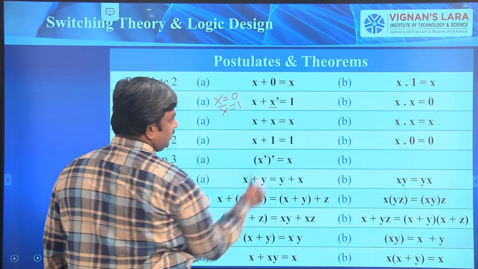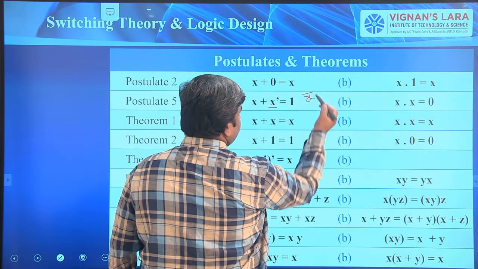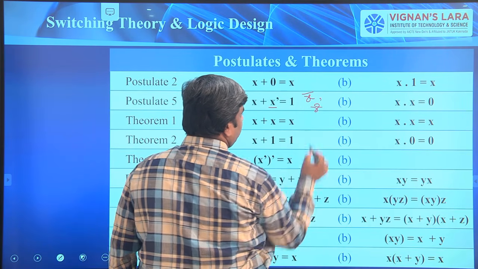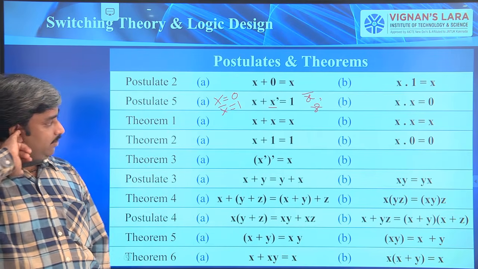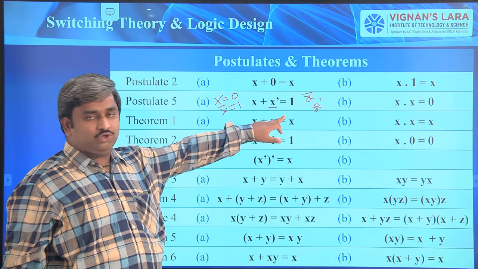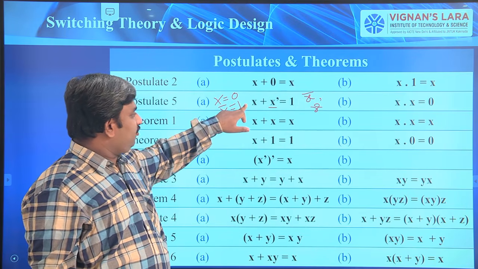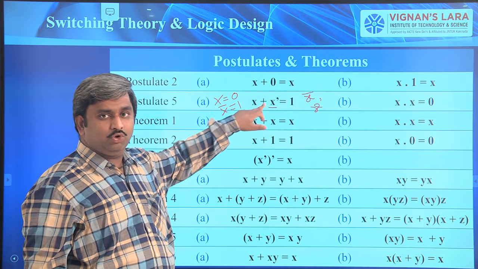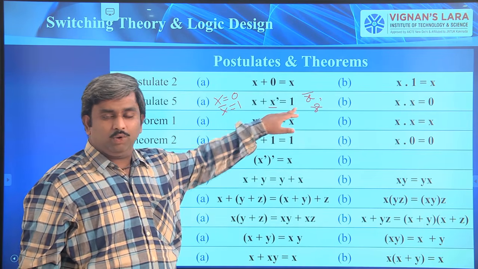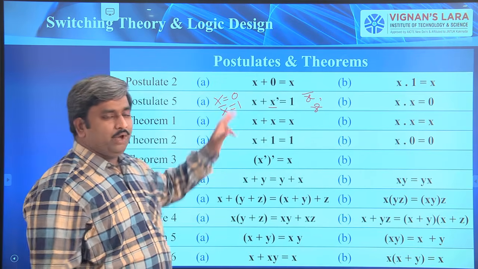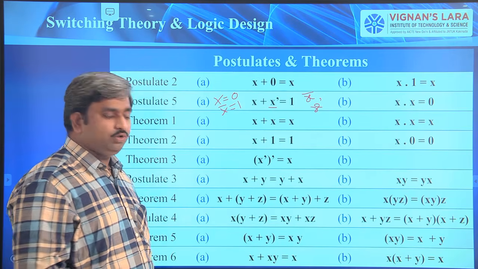x bar we can represent in this fashion. You can represent x bar in this way, or otherwise like this. So in any way you can represent the x bar value. x plus x bar is equal to 1. So if x is equal to 0, x bar is equal to 1. If x is equal to 1, x bar is equal to 0. 0 plus 1 is equal to 1. 1 plus 0 is equal to 1. So whatever it may be, x value may be anything. If x plus x bar is there, then automatically the value is equal to 1.